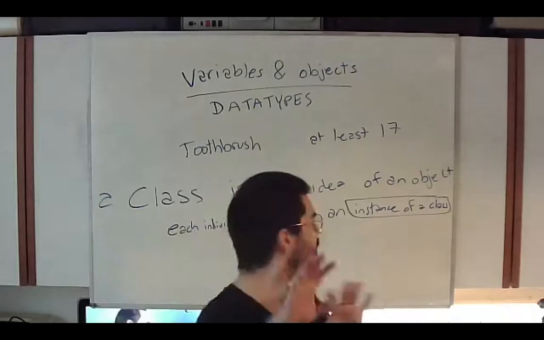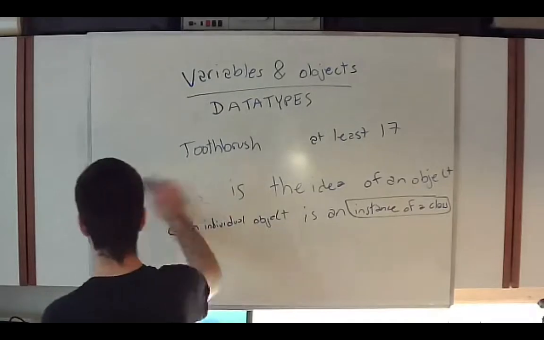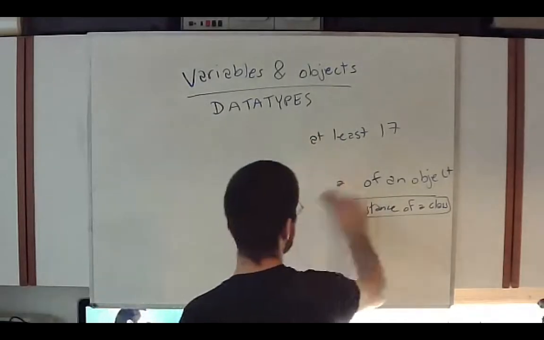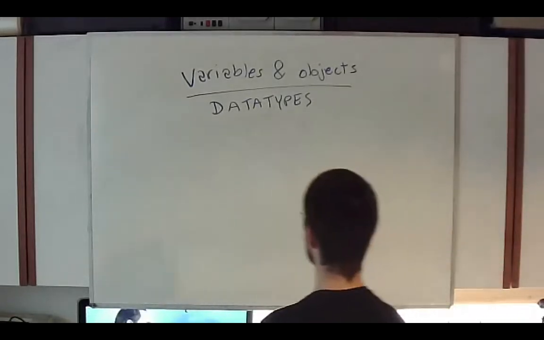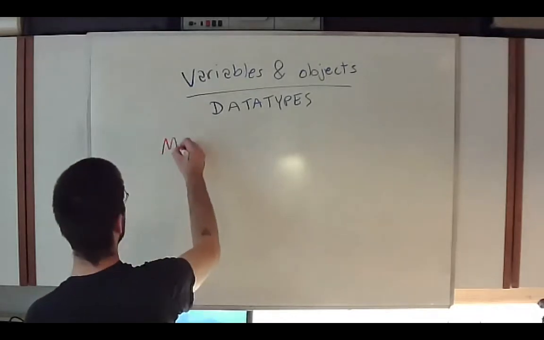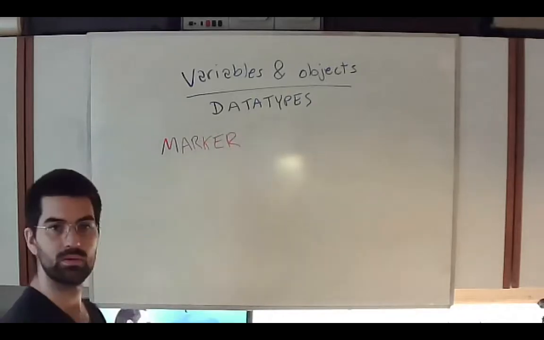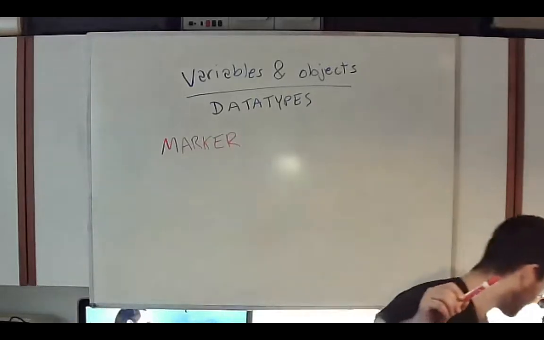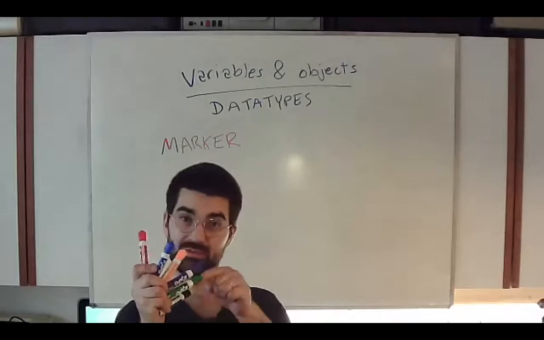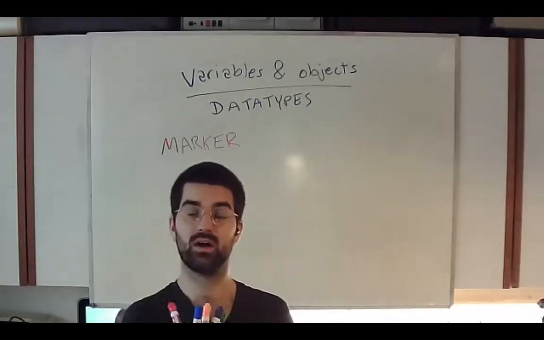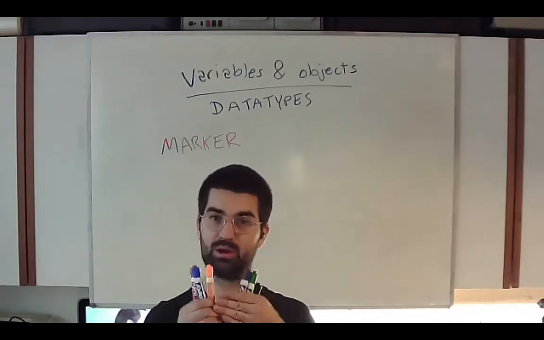I'm gonna go away from toothbrushes actually. Let's forget about toothbrushes. I'll use another example because I don't have any toothbrushes in the room with me, so that might not be the best example to use. Let's go with marker. All right, so this is a marker. So are all of these, right? These are all markers. Yet they're individual objects, right? They each embody the idea of a marker, but they're each their own thing.